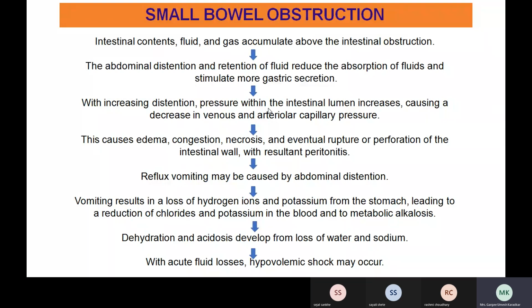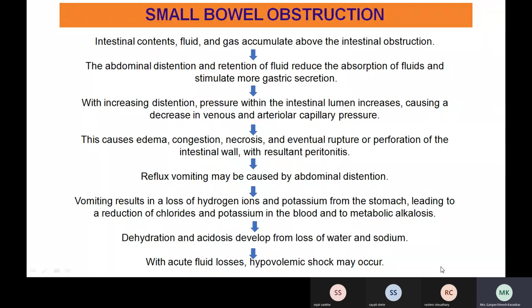Because it is getting obstructed, the content has to come out from somewhere. So there may be reflux vomiting, caused because the abdomen goes on distending, right? So what happens with vomiting? There is a loss of hydrogen ions and potassium from the stomach, leading to reduction of chlorides and potassium in the blood, and it leads to metabolic acidosis.